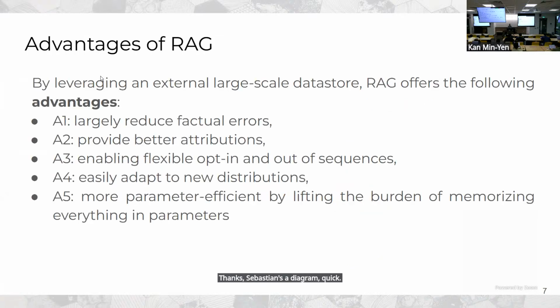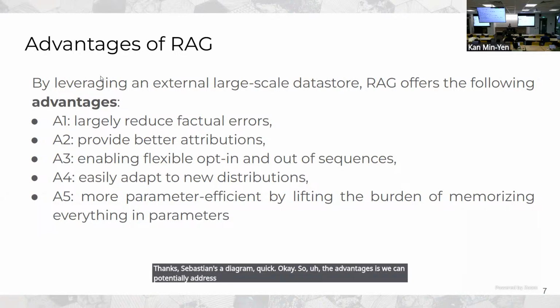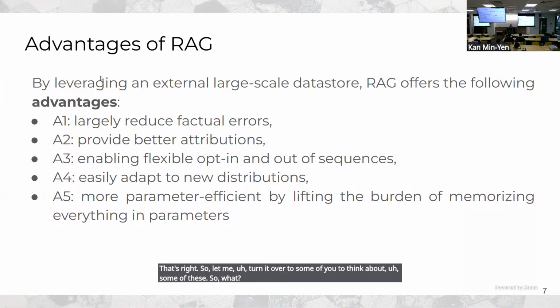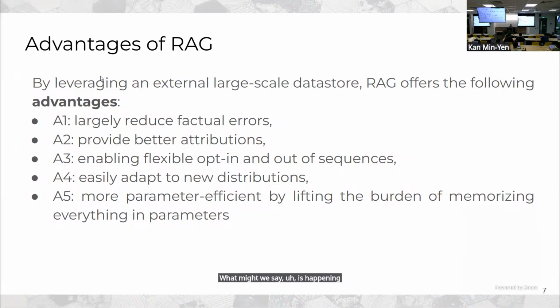Okay. So the advantages are that we can potentially address all of these concerns, right? So let me turn it over to some of you to think about some of these. What might we say is happening when we deal with something like easy to adapt to new distributions? What do we mean by that? Can anyone help me? This is a discussion, right? What do we mean by adapting to new distributions?